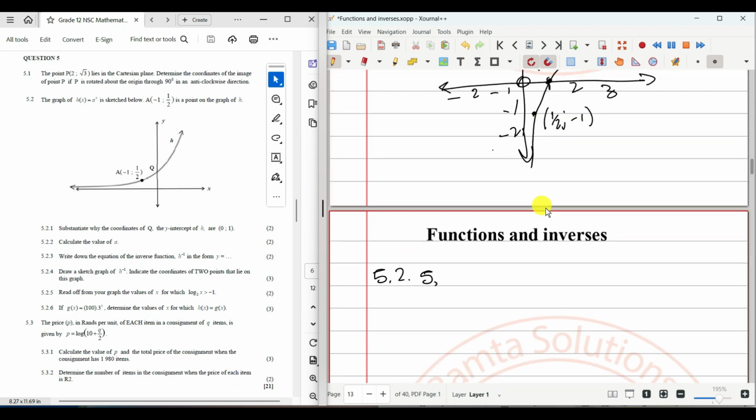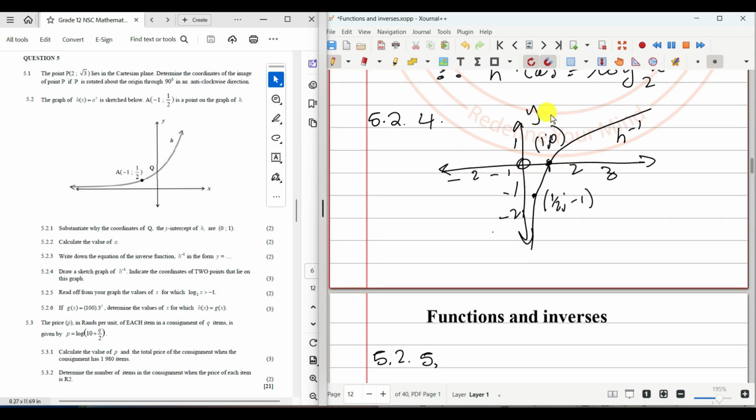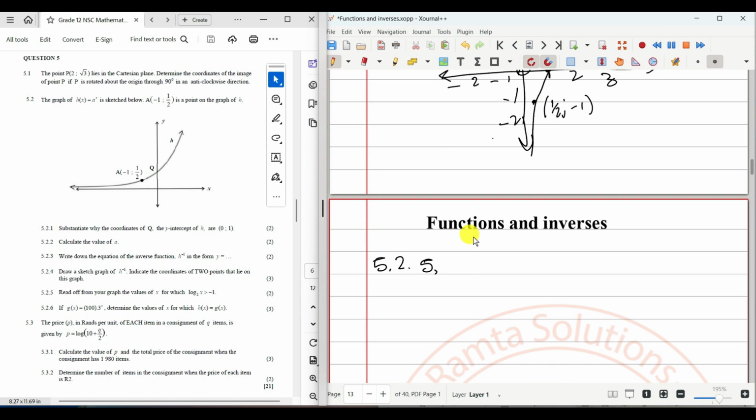Now they're saying for which values of x is this function greater than -1? This function is equal to -1 when x is positive half. But where is it greater than -1? Above this point, isn't it? So we can say this is when x is greater than half. It's easy like that.